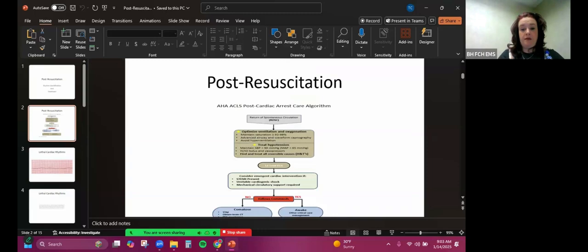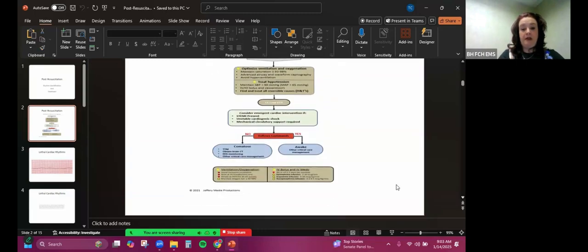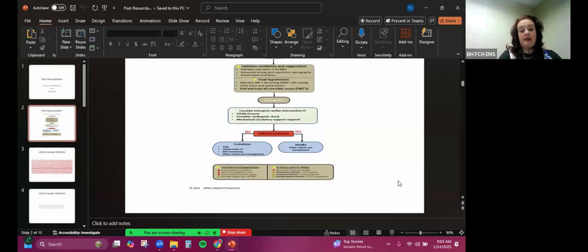Hey, you're 20 miles closer. So this next one is, do they follow commands? No. Comatose. Obtain a brain CT, which we're not going to do. This is what they're going to do once they get to the hospital. EKG monitoring and other critical care management. If they're awake, critical care management. Your ventilation and oxygenation down at the very bottom.